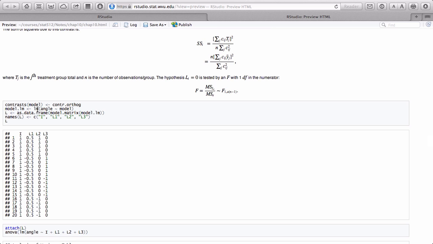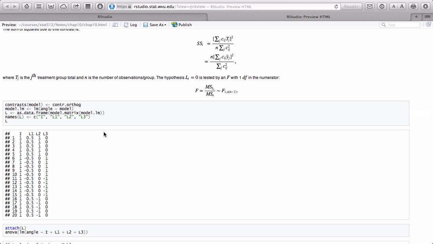But if you print out the model matrix, now this code may confuse you a little bit, but here's the model matrix right here. I'm taking lm and extracting the model matrix from model.lm.